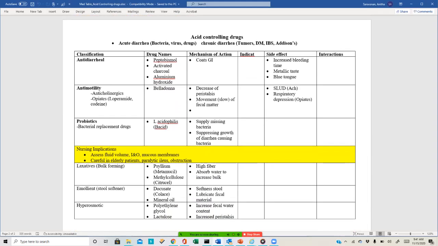For example, if there's a problem with constipation, or if there's severe diarrhea, right? And then probiotics, and then laxatives, emollient, and hyperosmotic. So for this, I think most of these are very straightforward. But for the purpose of this class, I'm really asking you to focus on the probiotic.